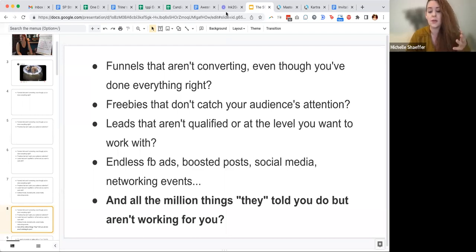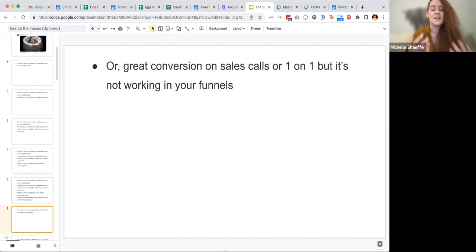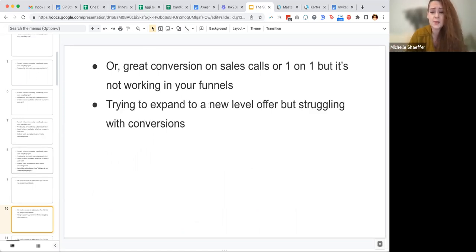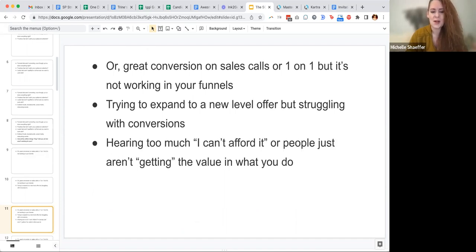Because my biggest goal is to help you actually clarify things and simplify them, because you don't need to do the million things, you just need to find a couple that are effective. If you have great conversion on sales calls or one-on-one, but when you put it into a funnel, it doesn't seem to work as well, this will be helpful. If you're trying to expand to a new level offer, but you're struggling with conversions, again, that was one of the key things that helped develop this particular model. So it will help with that.